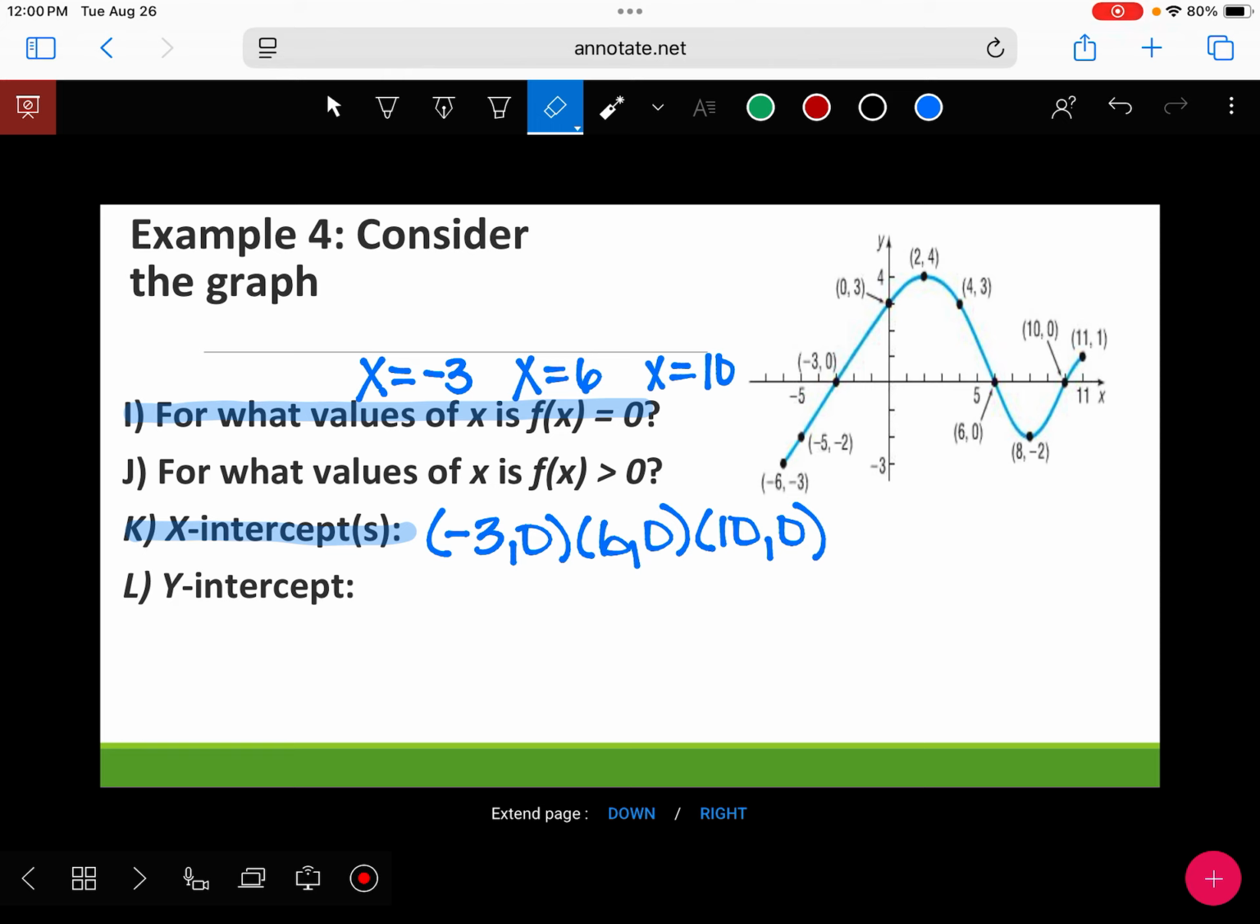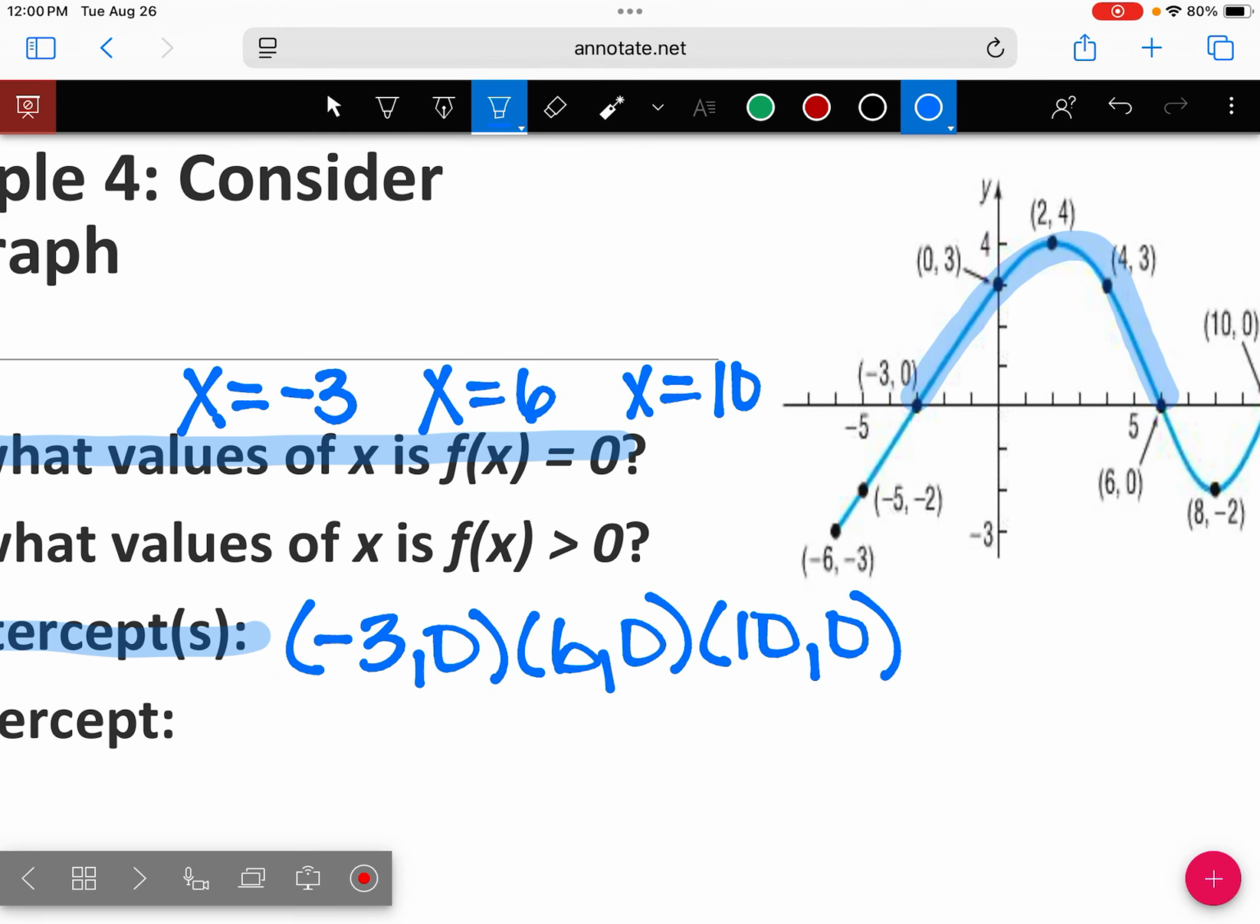Okay. For question J, for what values of x is your y values greater than 0? So where is the y value positive? Y is positive between here and here. So let me just pause right there. So between those two, what is the x value?